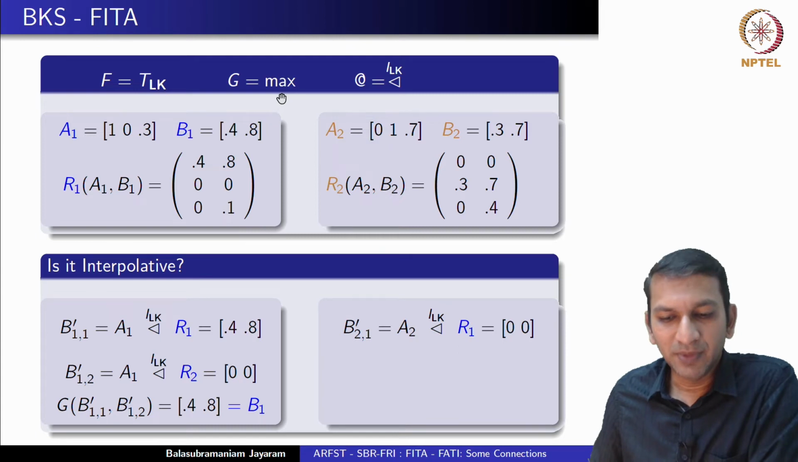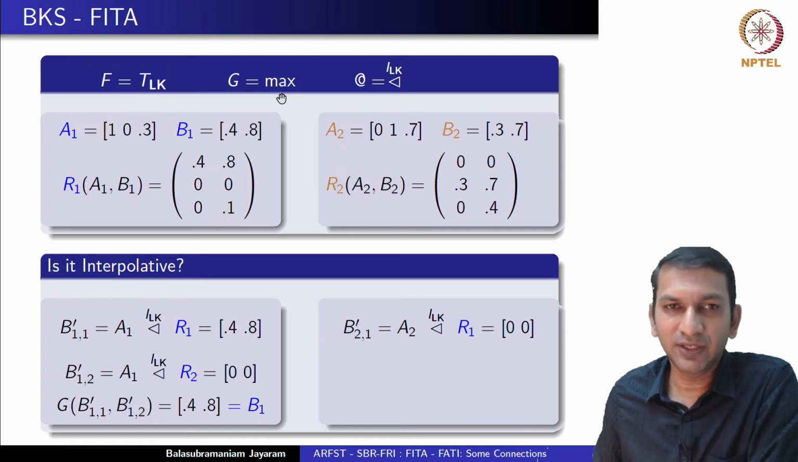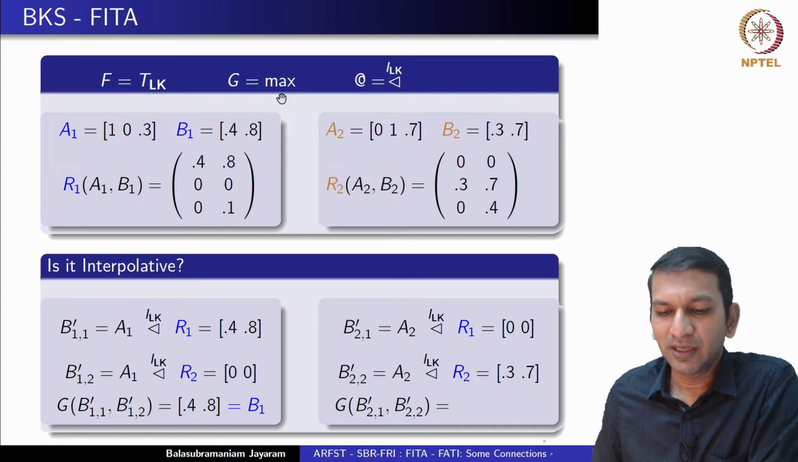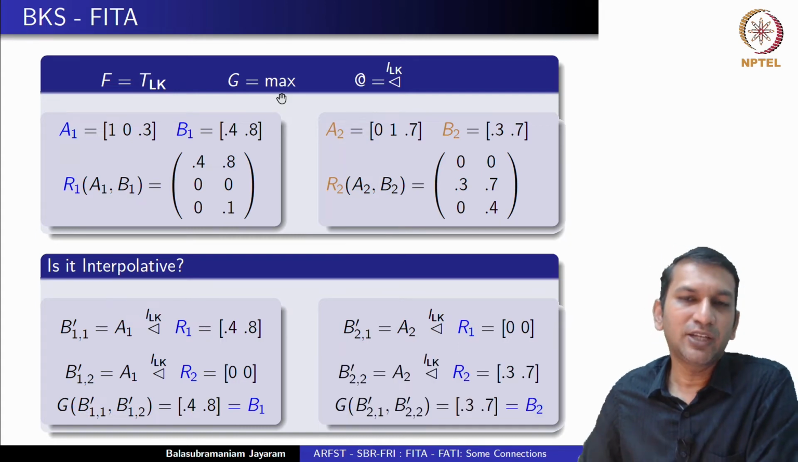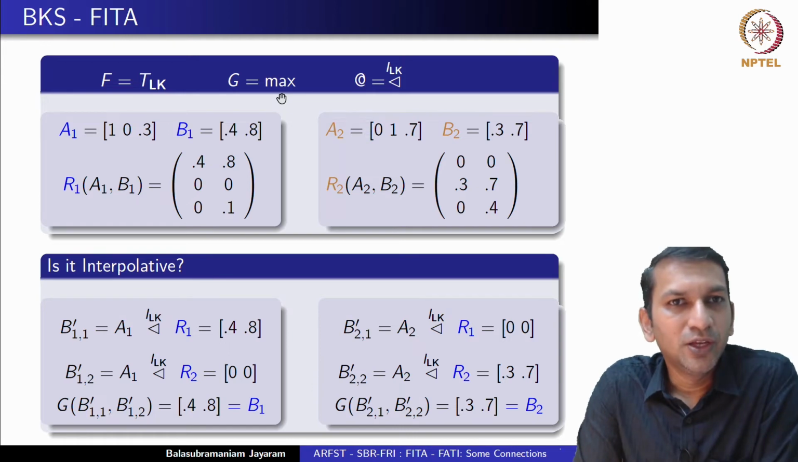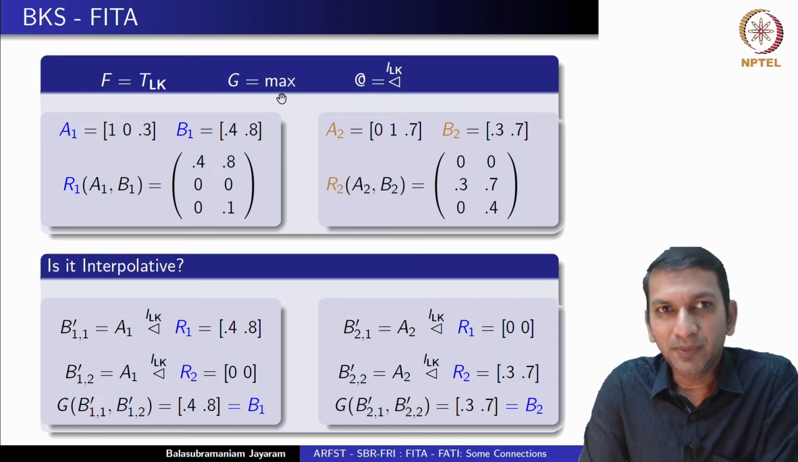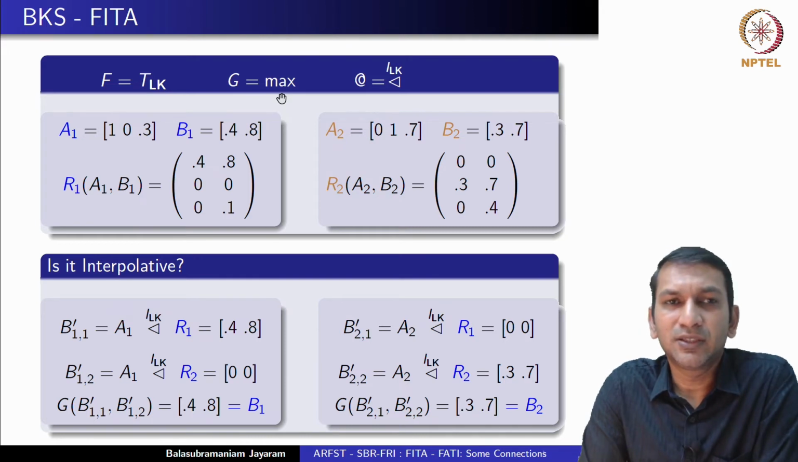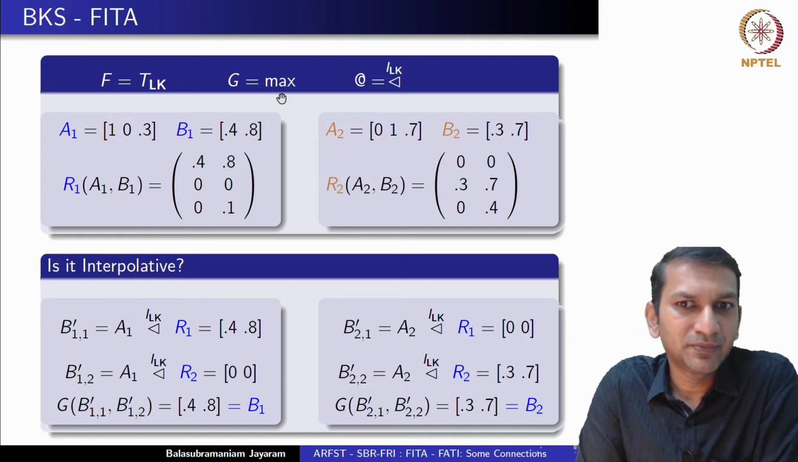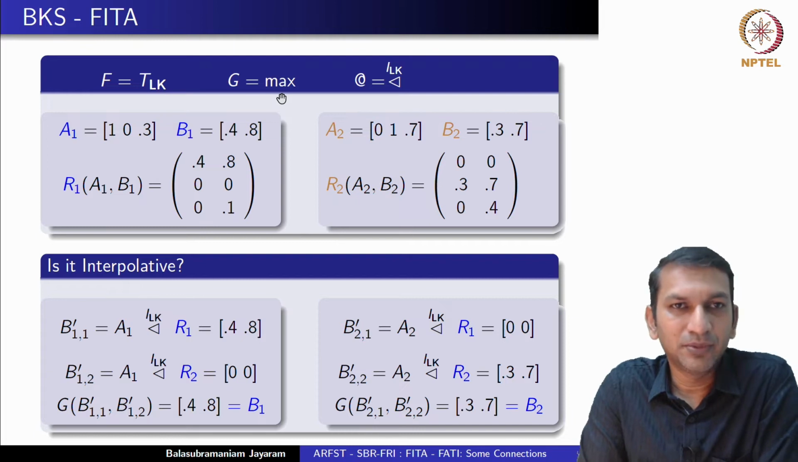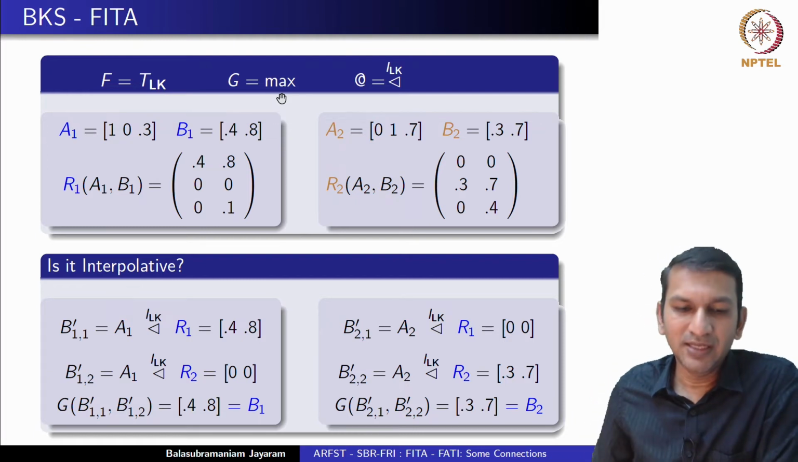Similarly, if you take A2 as the input and do the theta inference, we obtain the overall output to actually be B2. So from these two examples, it appears that FATI is equal to theta in the case it is actually interpolated. It appears from the numbers that we have taken. But is it really true?